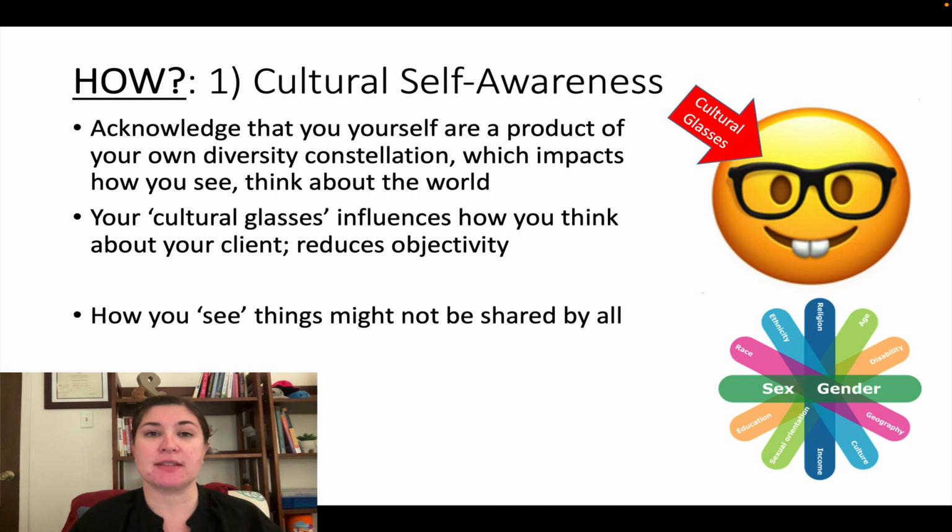So, how do we do this? The first step is having cultural self awareness. We need to acknowledge that you yourself are products of your own diversity constellation. This impacts how you see and how you think about the world. Your cultural glasses influence how you think about your client and automatically reduces your objectivity with them. Again, we don't want to get rid of your culture or whatever objectivity you might have. We want you to recognize and see how these things may not be shared by everyone.